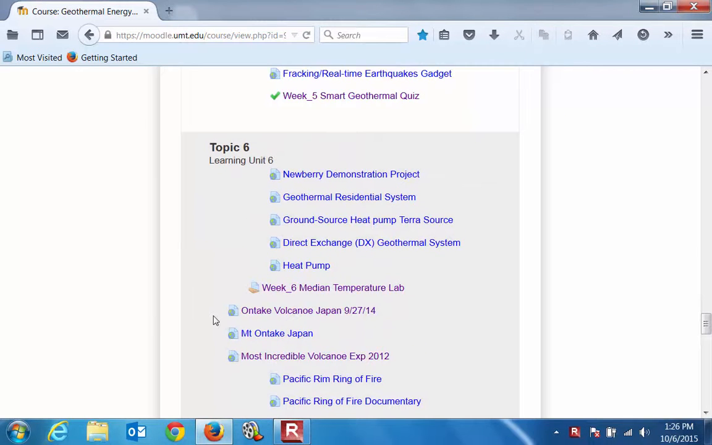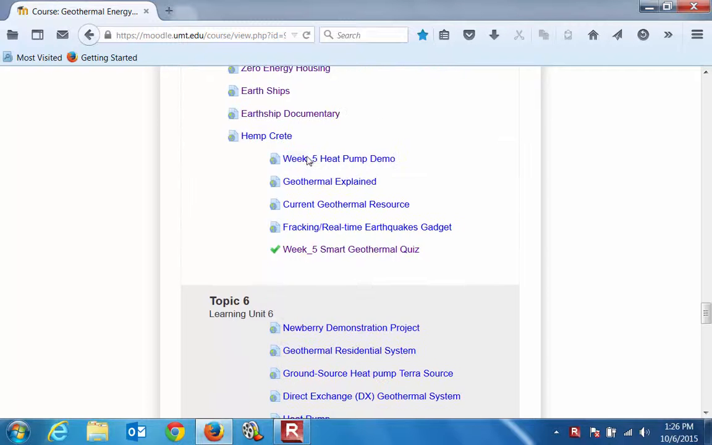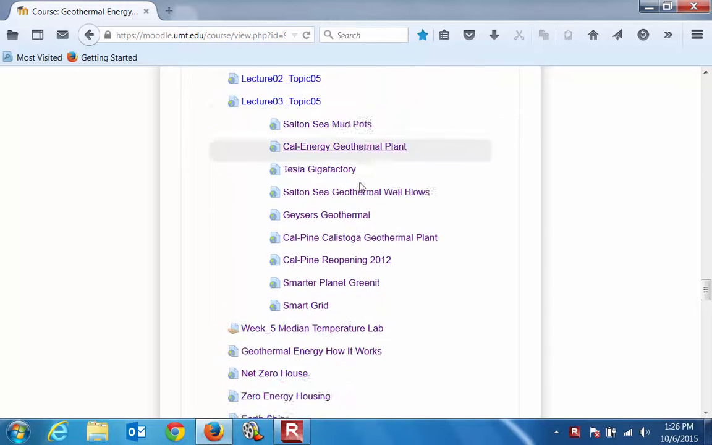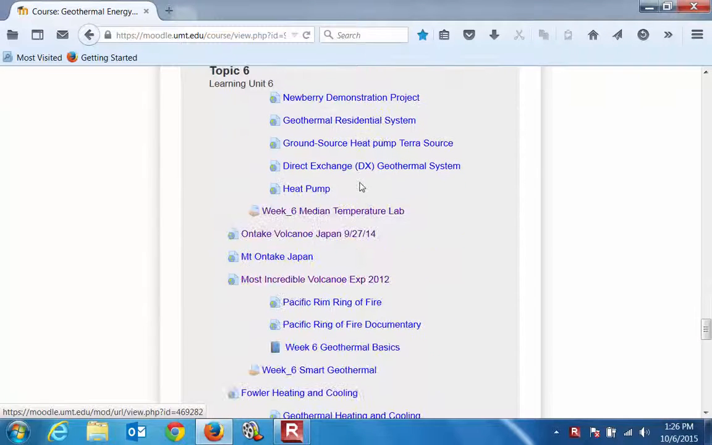Hopefully these topics are highlighted for you, a little blue highlight, whereas back in topic 5 now, we've moved it into topic 6. And we're going to look today at some different geothermal installations, the Newberry demonstration project, some geothermal residential systems.